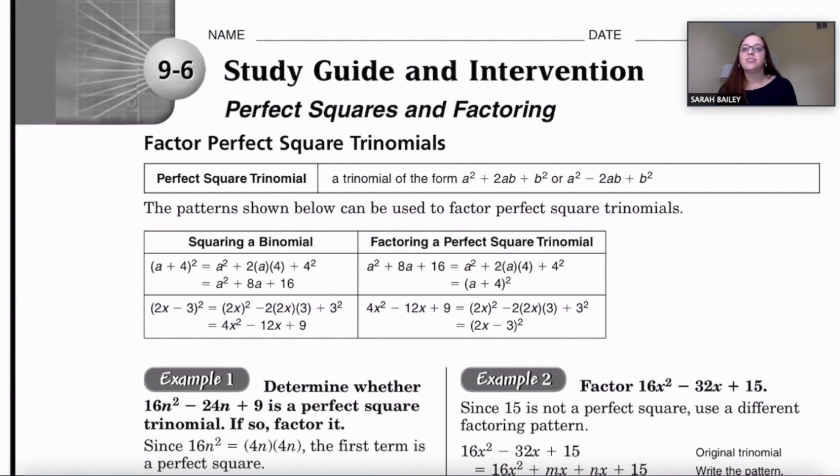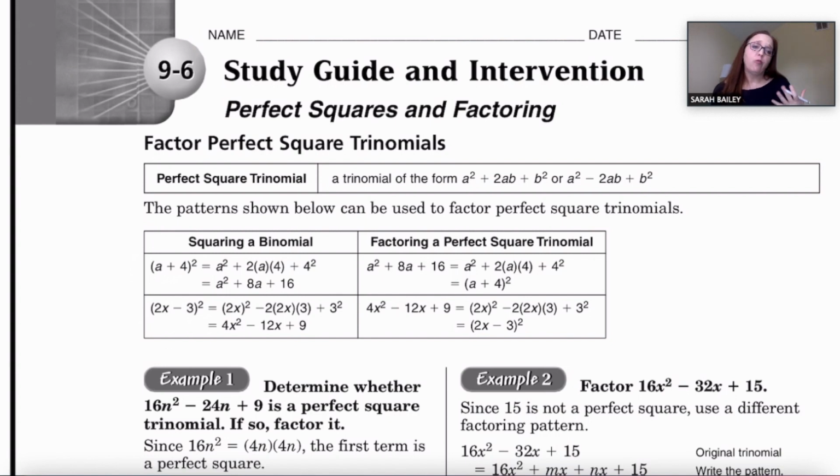Hey guys, so today we're going to talk about perfect squares and factoring. Some of the trinomials that you're going to see today are going to be considered perfect square trinomials. Basically they were in the form a plus 4 quantity squared, or 2x minus 3 quantity squared, like a plus 4 times a plus 4, or 2x minus 3 times 2x minus 3. So they were in that form.